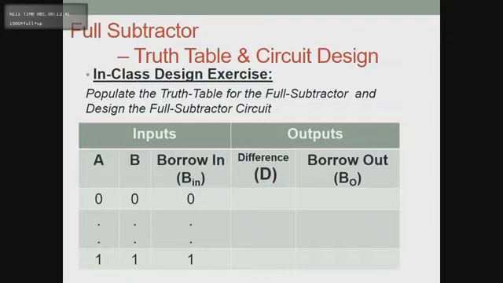So you've got A, so put that in your exercise book. That truth table is empty, we're going to fill that up. B, borrow in, difference, borrow out. 000, 001, 010, 011, 100, 101, 110, 111.